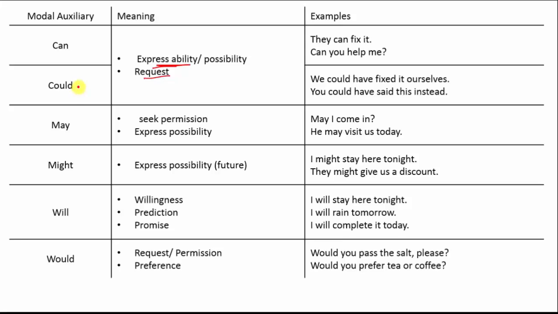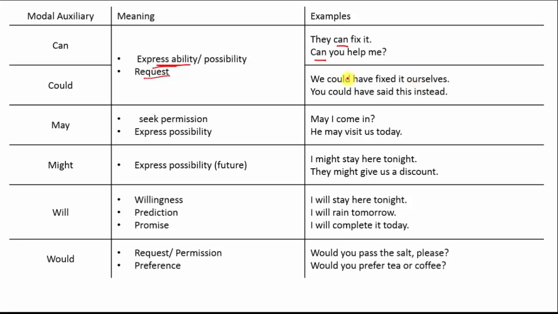Could is used for something that is not happening right now, something that you suggest might happen in future, or something that should have been done, like in the past or future. So examples, they can fix it. They have the utensils, they have all the measures, they can fix it. Can you help me? Here you're not requesting or asking for permission. You are asking to know whether the other person has the ability to help you or not. Can you help me? Do you have all the measures to help me? Would it be possible for you to help me?